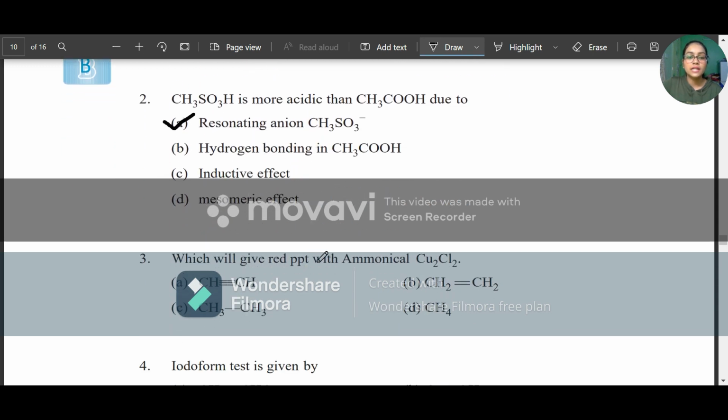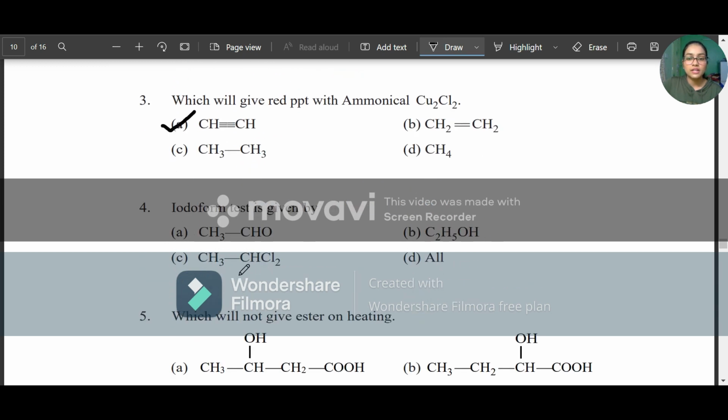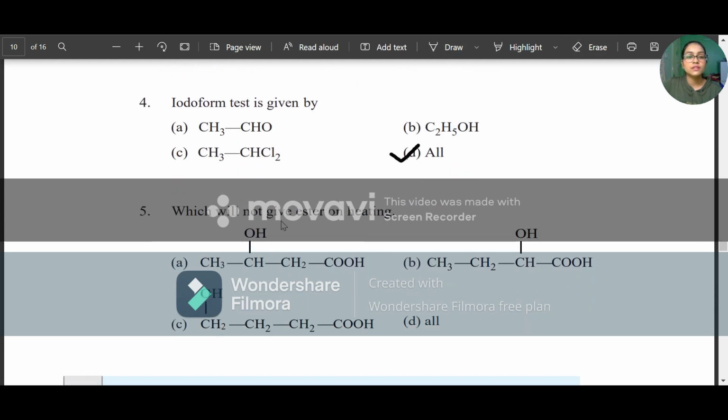Now, which will give red precipitate with ammoniacal Cu2Cl2? So, which will give? Obviously, option 1, one alkane, one alkyne will give. Iodoform test, we need to draw the open structure. So answer is all, because when we draw the structure. So next we move to which will not give ester on heating.